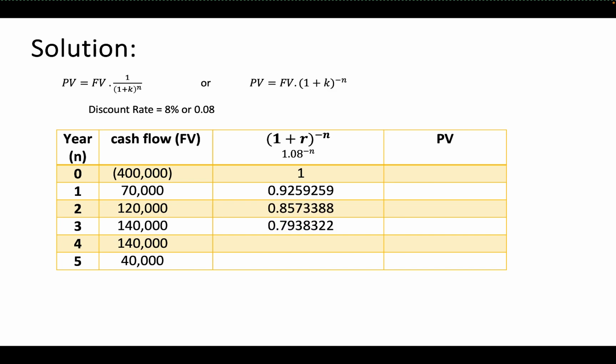So for year 2 and year 3, those are the values. Year 4 and year 5, those are the values that you'll get. Please make sure also to verify these numbers.